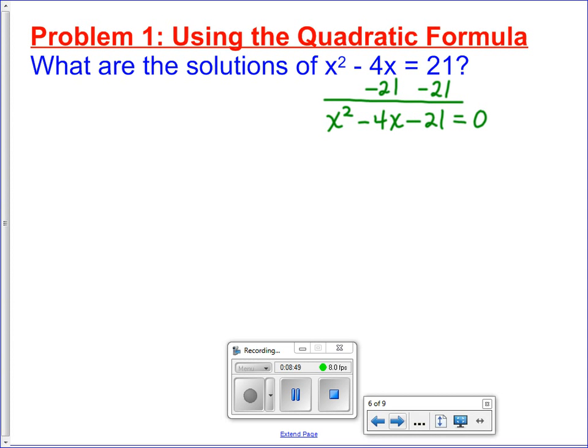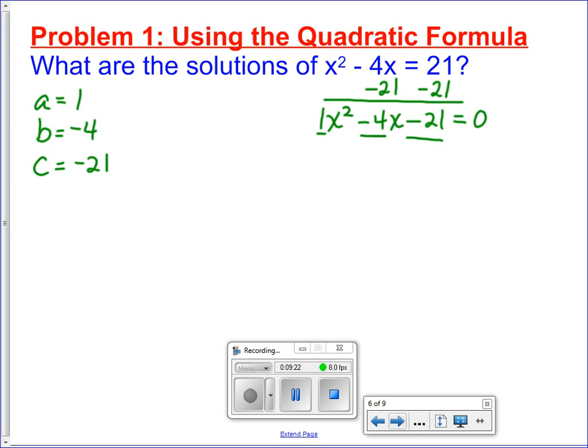Now that I have it equal to 0, I'm ready to identify my a, b, and c. A is the invisible 1 that's right there in the equation. It's the coefficient of the x squared term. B is the coefficient of the x term. In this case, b is negative 4. And my c is the constant, which would be negative 21.